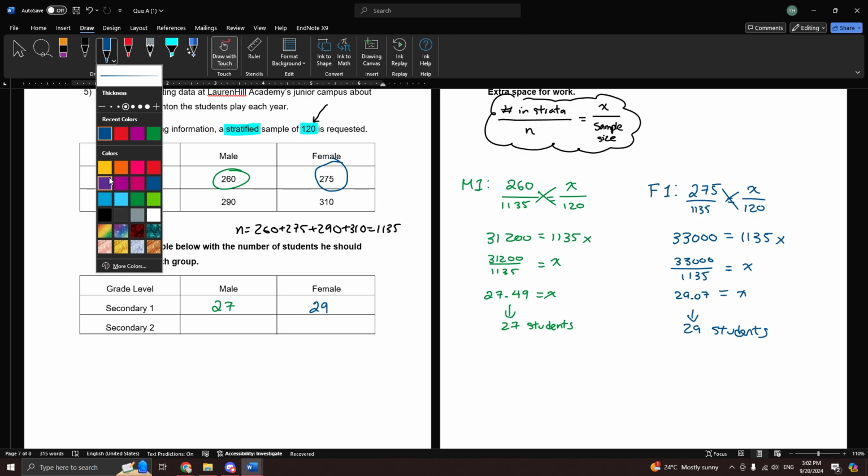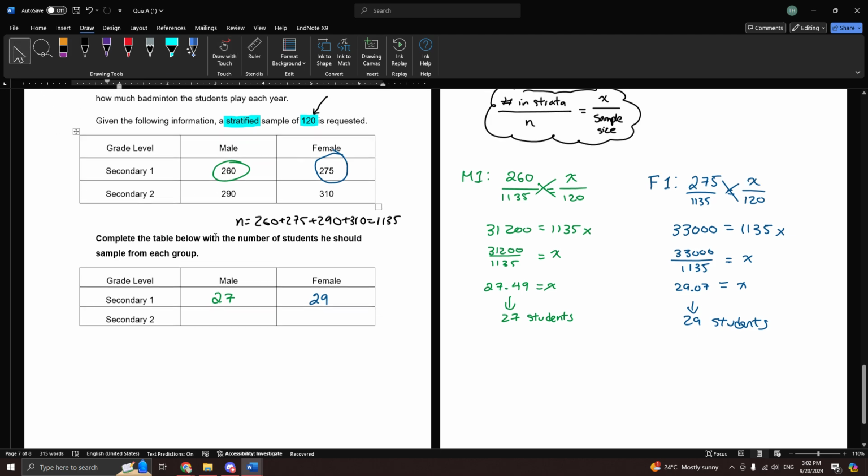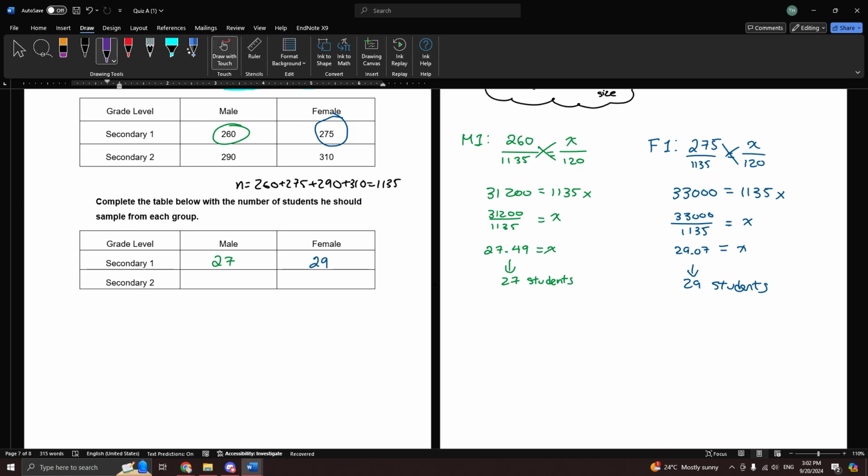Next, what color should I use? Let's use purple. I like purple. Okay. Let's look at the male Sec 2 students, M2. So same deal as before. We've got 290 in my strata, over our N, our total population size, which is going to be 1135.